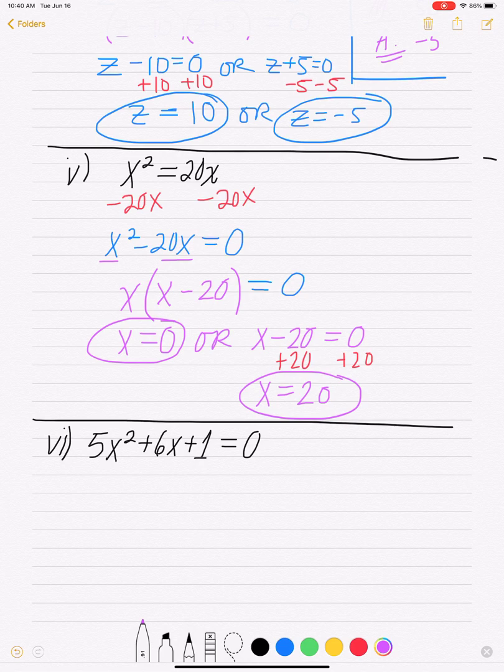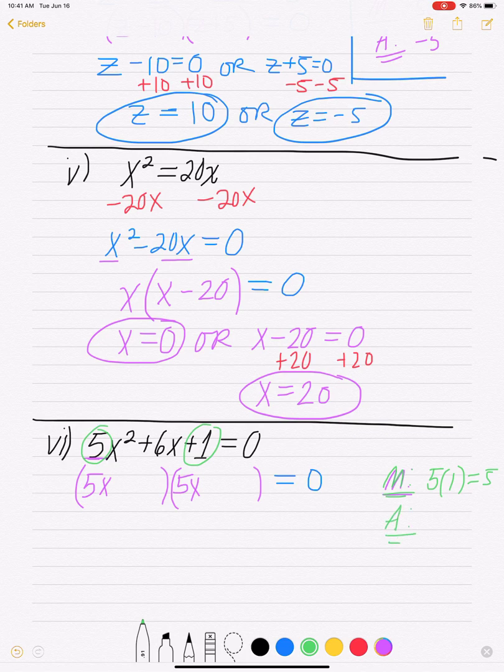To remember how it goes, you're going to make 2 pairs of parentheses. Remember, this is all equal to 0. So since there's a number in front here, 5, we're going to put a 5x in the first parentheses, 5x in the second parentheses. And then we have to find 2 numbers that multiply to give 5 times 1, which is 5. You've got to find 2 numbers that multiply to give 5, and that add to give this middle number here of 6.